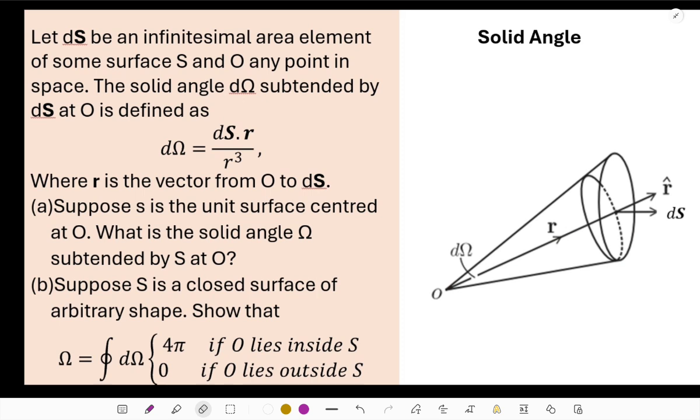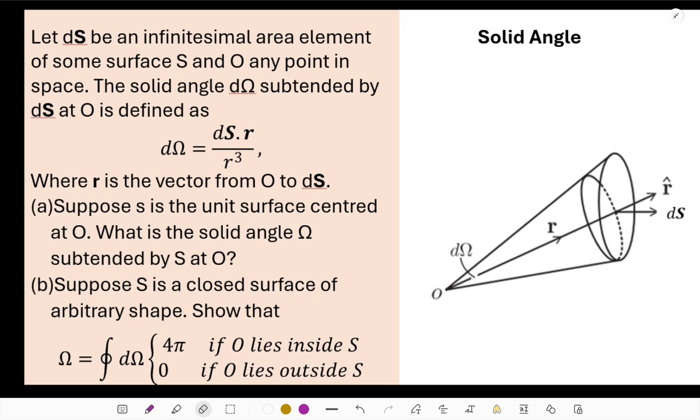This is some sort of explanation, not a problem exactly. You have to just assume something. I'm trying to explain the solid angle, and you have to assume something first.